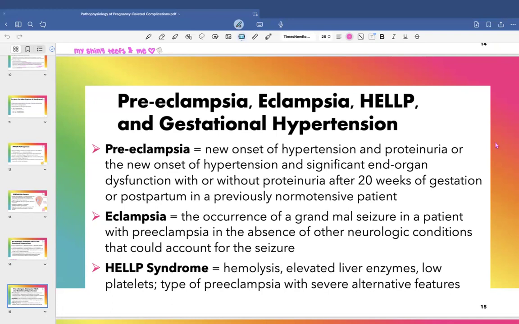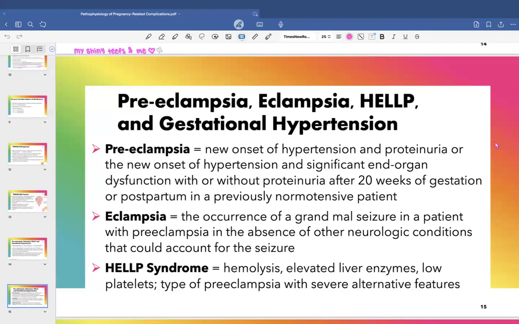is either it precedes the pregnancy, or present on 2 occasions prior to the 20-week mark, or persists more than 12 weeks after delivery. Okay, that's considered chronic hypertension. So it's there before the 20-week mark. It's there before pregnancy, or it persists extended duration after pregnancy.